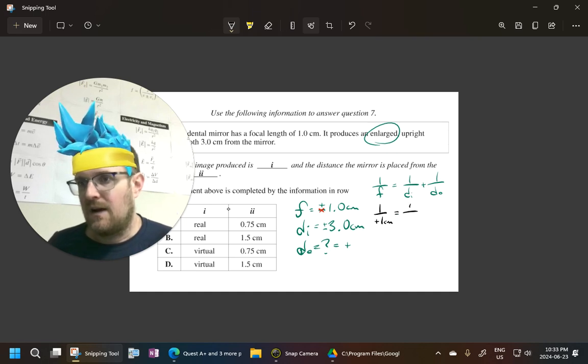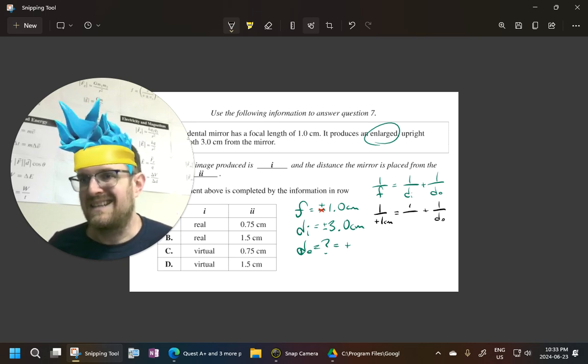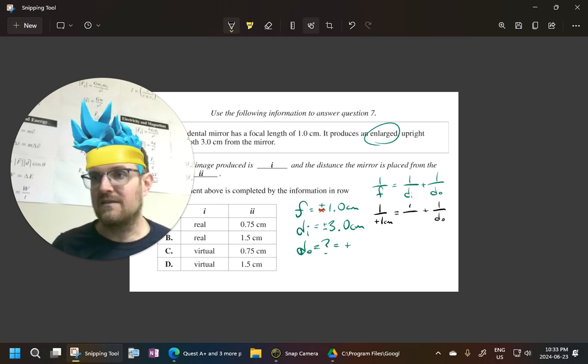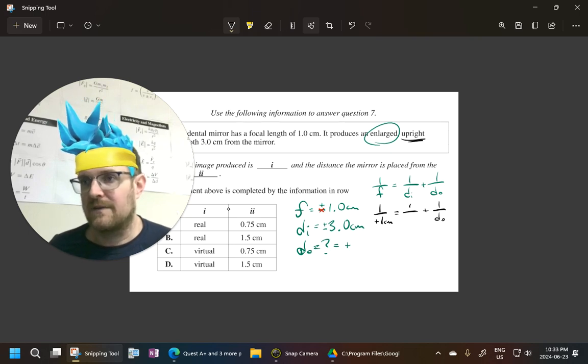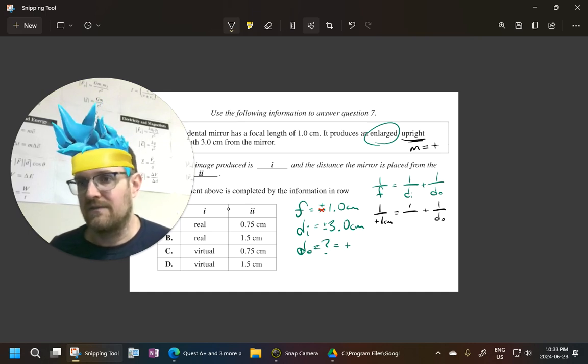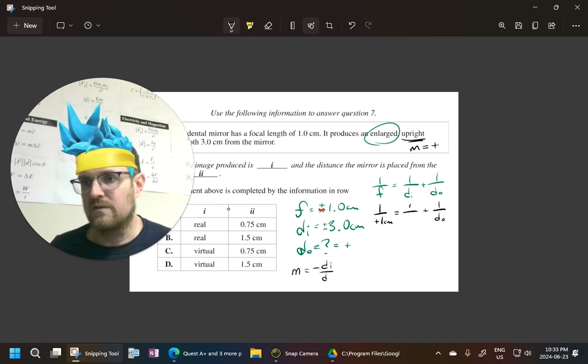Okay. Now I've got to figure out what does my DI, is that supposed to be positive or negative? Now, what this part right here tells me is that my magnification has to be a positive number. So if I use my magnification information here, m is equal to negative di over do, and I solve for do, okay? Solve for do, so do is going to be negative di over m.